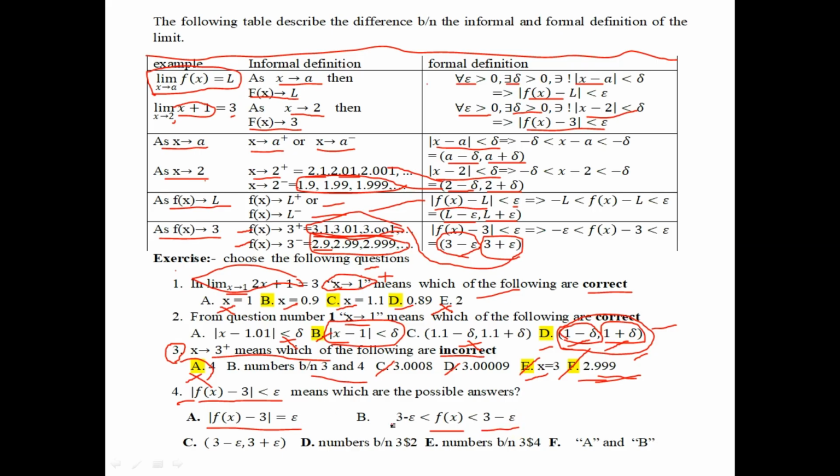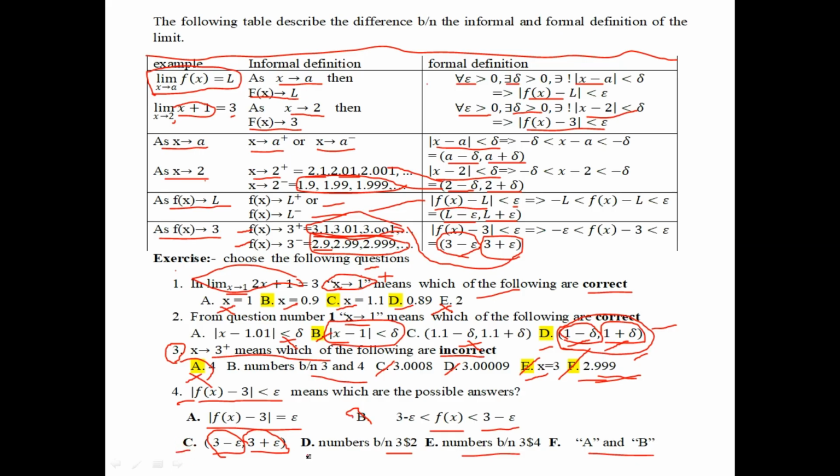This means that what you call the correct answer. And again at C, the interval from 3 minus epsilon to 3 plus epsilon. Or D, numbers between 3 and 2. E, numbers between 3 and 4. F, A and B. So which one is the possible answer? The possible answers are B and C.